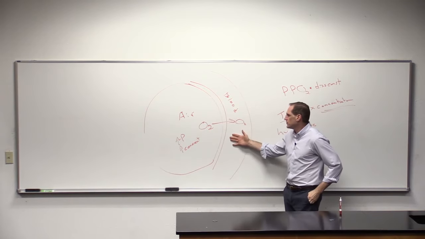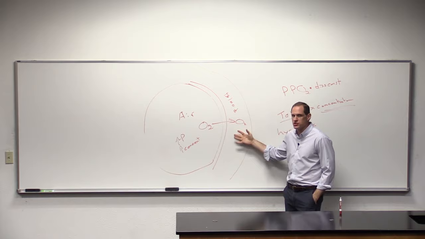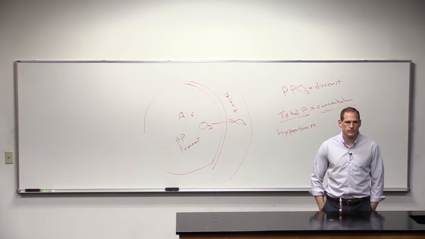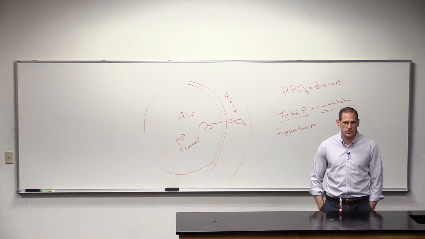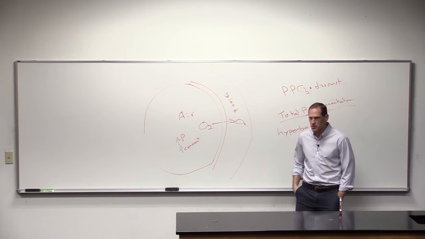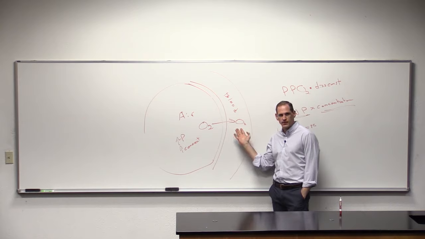Now, what happens over here in the blood side? What would make it easier to absorb, to dissolve the oxygen into the water? What do you know about diffusion in general? It goes from high concentration to low concentration. So what would you want to do over here to make it easier to pull oxygen in? Lower the concentration.